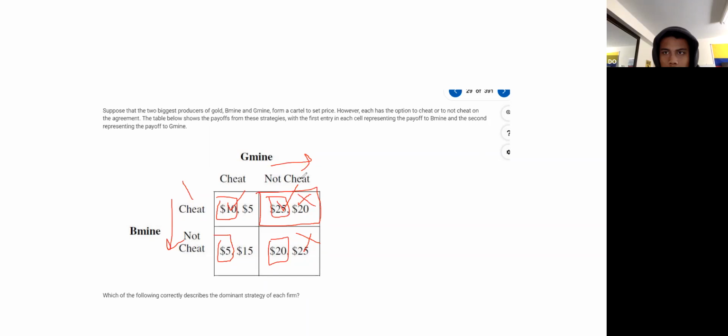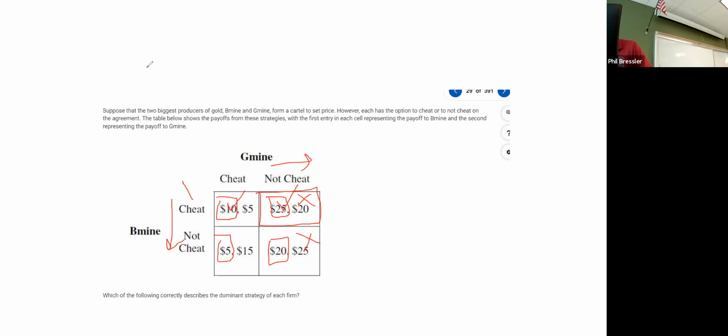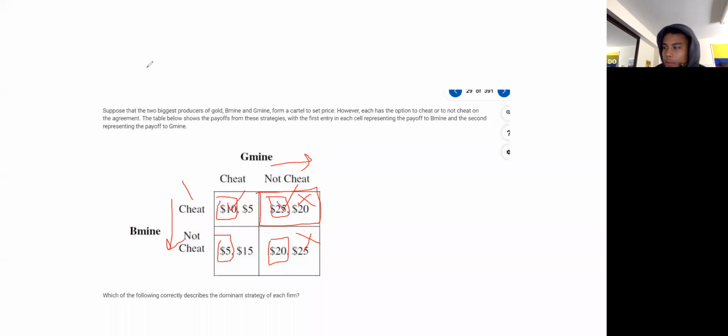So how did you do that? Just go through the whole process again? Is that what you want? Yeah, you said, so for G mine, it was like if B mine cheats, yeah. Right. Can you just do the whole thing again, please?